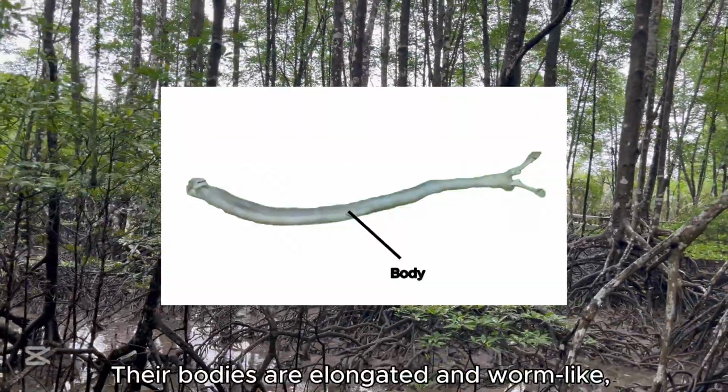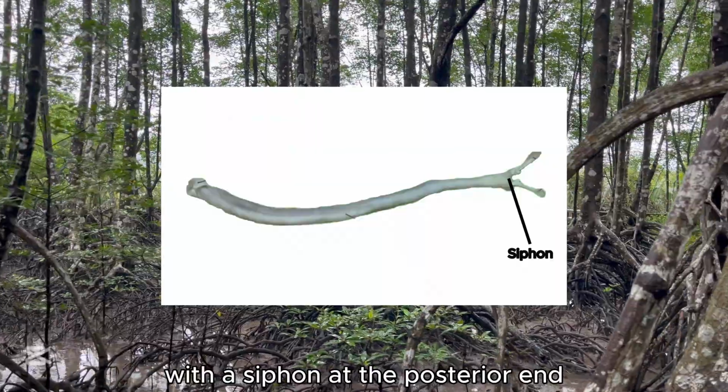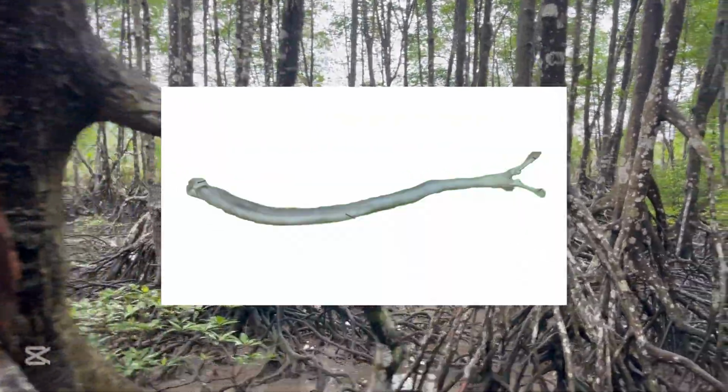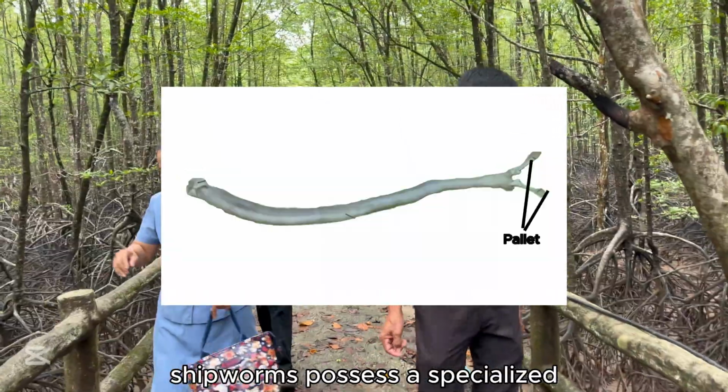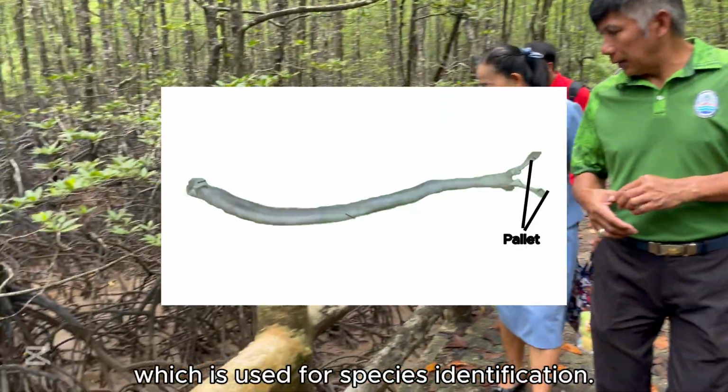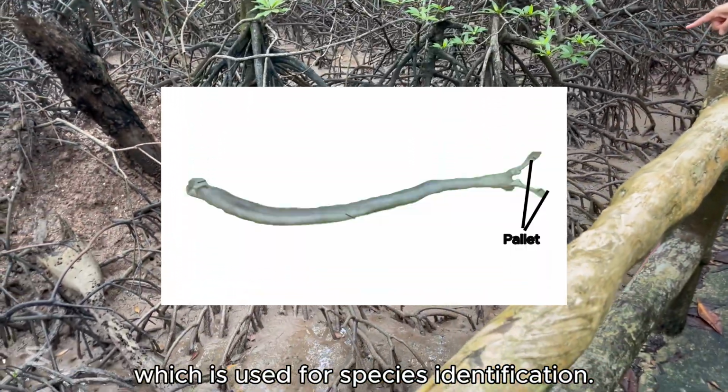Their bodies are elongate and worm-like, with a siphon at the posterior end that facilitates water transport. Additionally, shipworms possess a specialized structure called a palate, which is used for species identification.